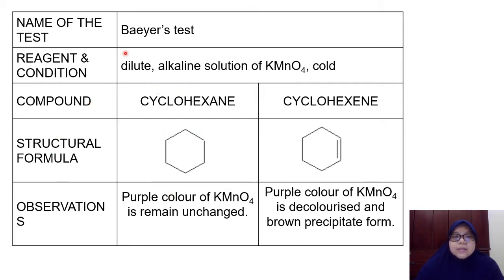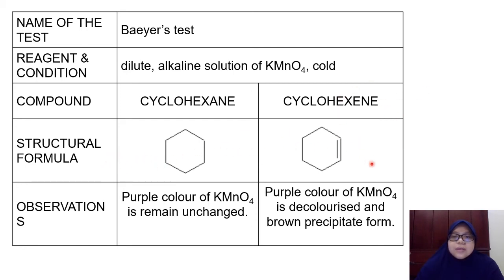So this table consists of the name of the test. Let's say I will use the Baeyer test, and then the reagent and condition: diluted alkaline solution of potassium permanganate, and the condition is cold. And then the compounds that I want to study, which are cyclohexane and cyclohexene, and the structural formula of cyclohexane is here and the cyclohexene is here.